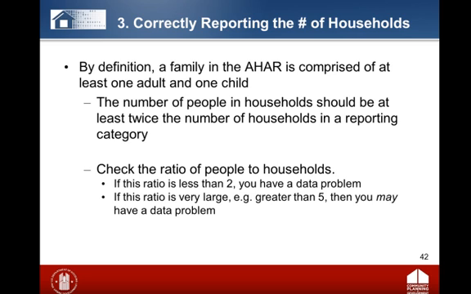In a family reporting category, if the ratio of people to households is less than 2, then you definitely have a data problem. If the ratio of people to households is greater than 5, you might have a data problem. Large families like this across the whole community are relatively uncommon. If you have this scenario in your community, please include a note explaining why this is not an issue that we should be concerned about.